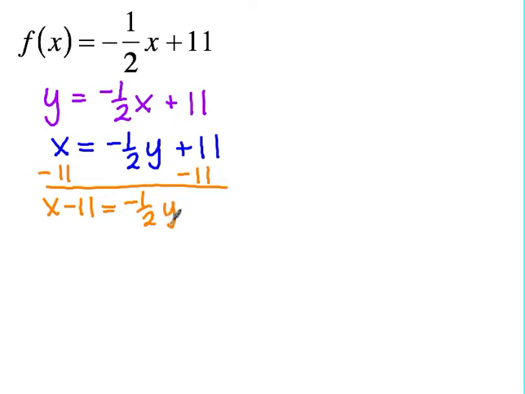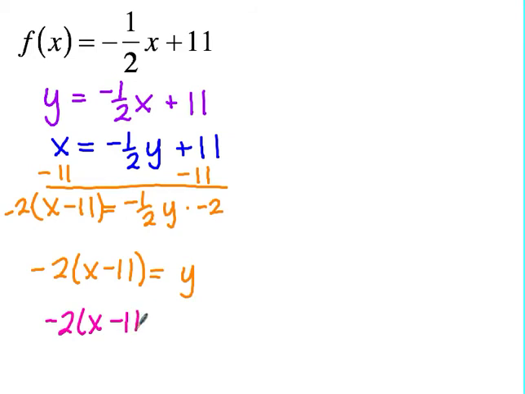Divide by negative 1/2. What's the same as dividing by negative 1/2? Multiplying by negative 2, yep, -2/1, same thing. So I'm going to multiply both sides by -2. So on the left side I get -2 times x minus 11. On the right side I get y. Final step is to do what? Replace y with the inverse notation. Now, you don't need to distribute that -2. You could if you wanted, or you could just leave it as -2 times x minus 11. Doesn't matter. And there you go.